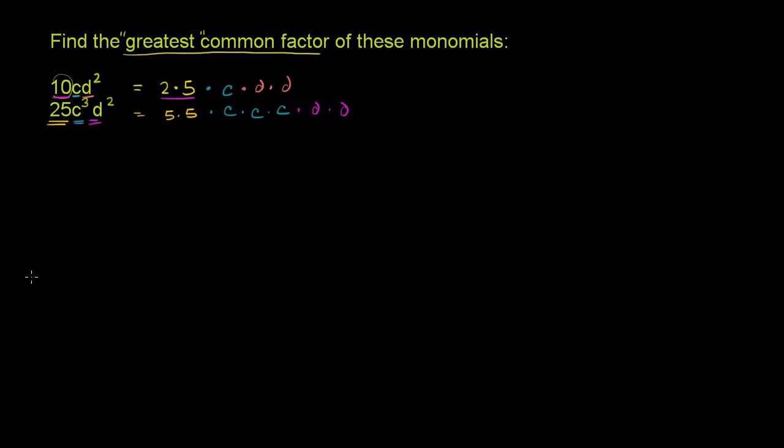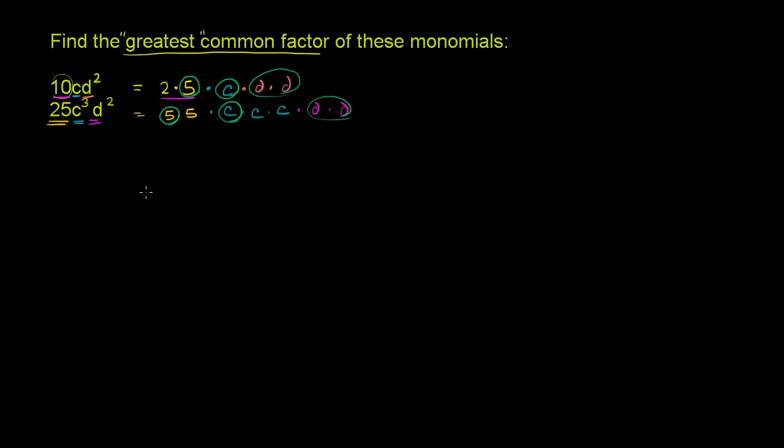So what's their greatest common factor in this context? Well, they both have at least one 5. Then they both have at least one c. So let's just take one of the c's right over there. And then they both have 2 d's.